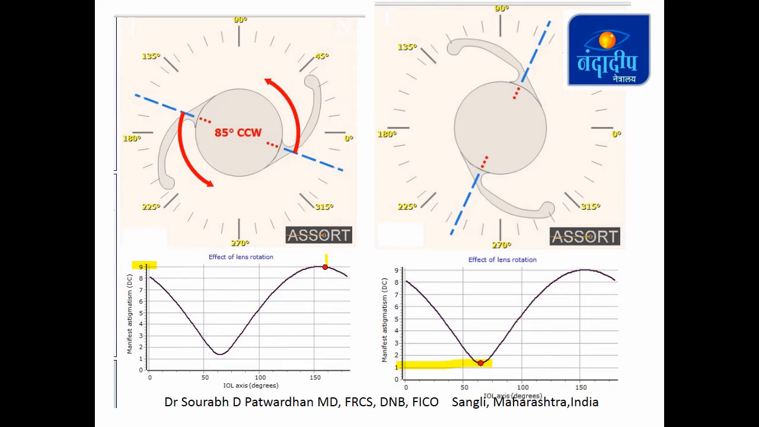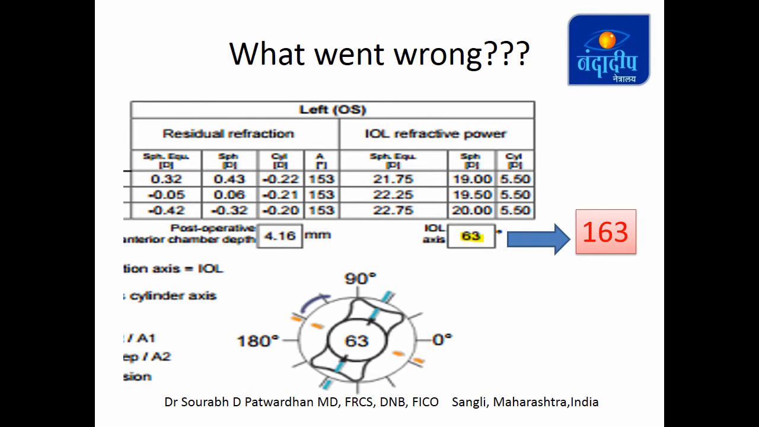So this is how the toric analysis looks. At present the lens is at 160 degrees, which is giving rise to 9 diopter cylinder. When it rotates back to 65 degrees, we will get closer to 1 diopter cylinder. That is what we are expecting. Now what really went wrong?